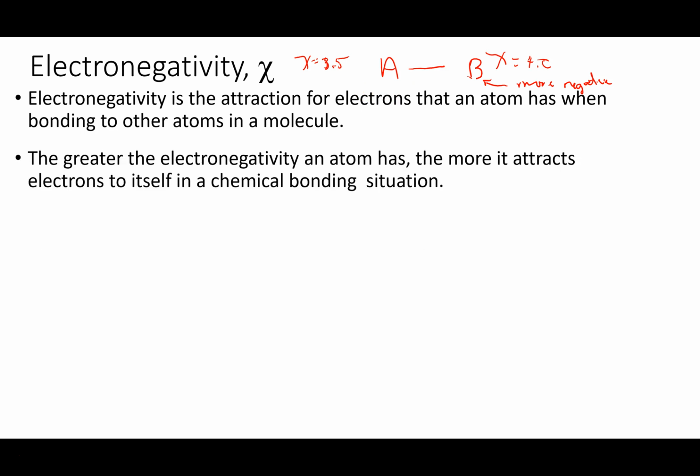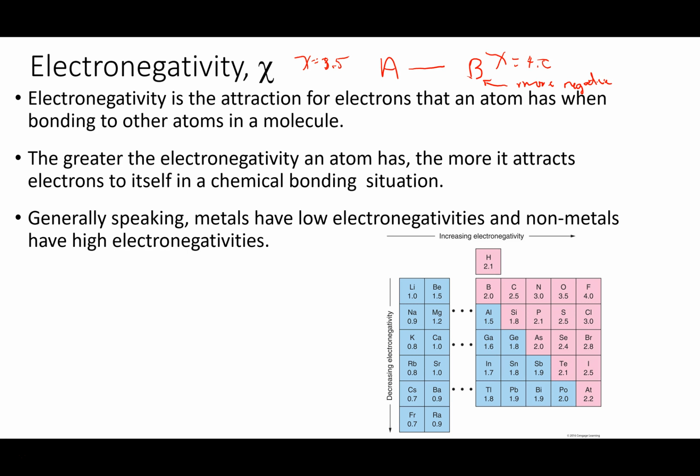The greater the electronegativity an atom has, like B, we gave B a chi value of 4.0. Chi, that little X thing, that's electronegativity. We gave an electronegativity value of 4.0 versus 3.5. So in this case, B is going to be more negative, but not an ion. It's not going to be an anion. It's just going to be more negative. In the ones that I picked, B could have been fluorine. This was an imaginary one, but these are the electronegativity values.